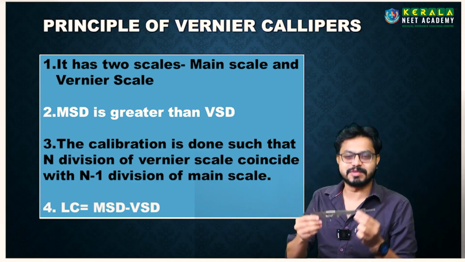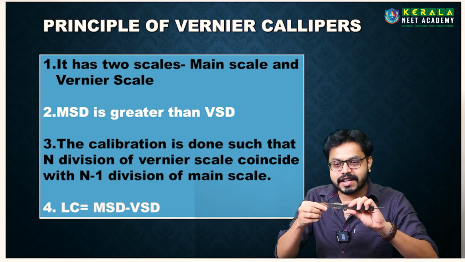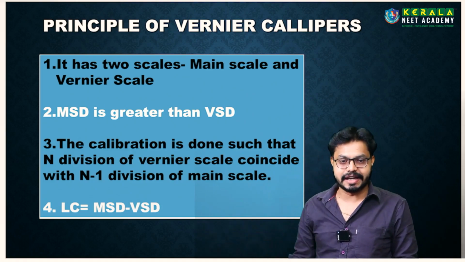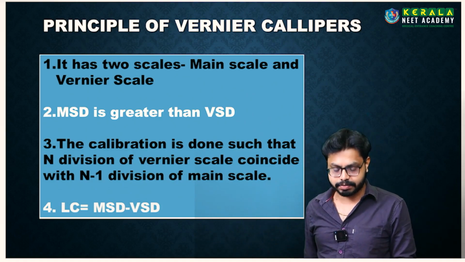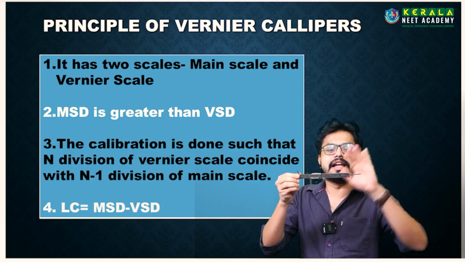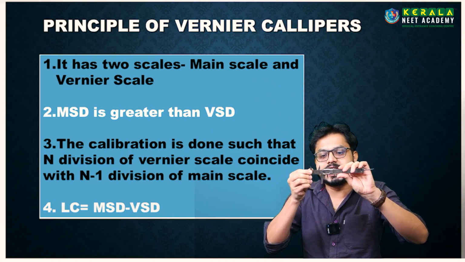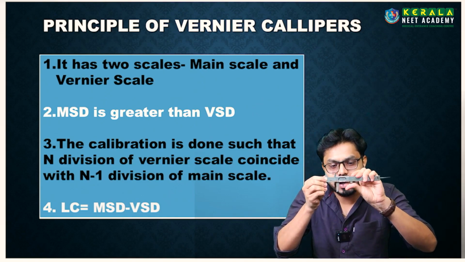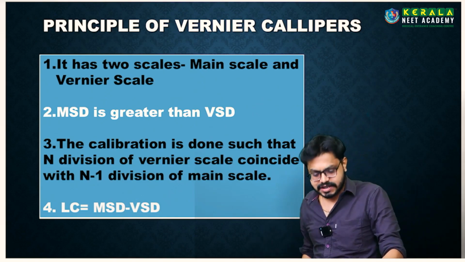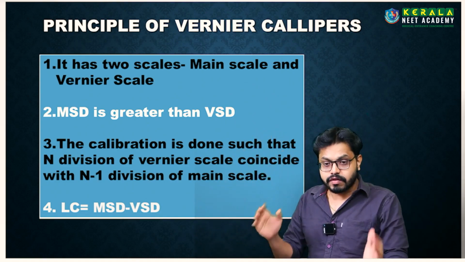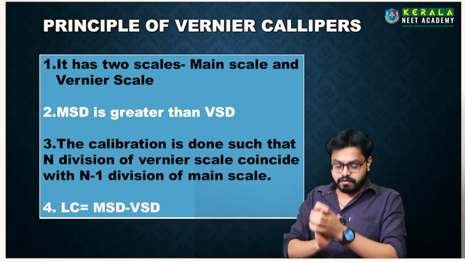This is the Vernier Callipers. It has two scales. What are the two scales of Vernier Callipers? One is the main scale, and the other scale, which moves, is known as the vernier scale. So we have a main scale and a vernier scale.